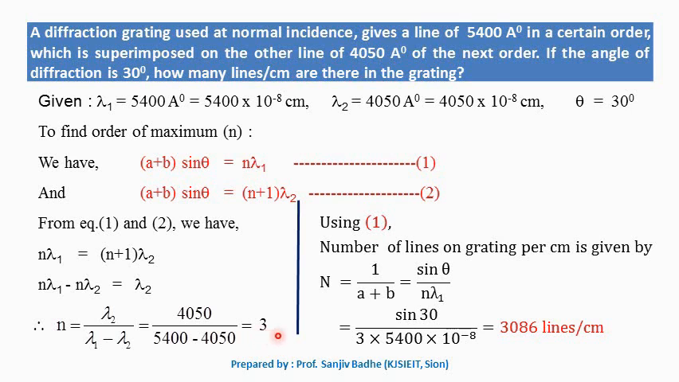So n is calculated as 3, and once you get the value of n, you can put it in either equation 1 or equation 2 to get the value of A plus B, and therefore the number of lines per centimeter. Number of lines per centimeter is equal to 1 upon A plus B, that is sin theta upon n lambda 1. All the values are known now. We can substitute theta as 30 degrees, n as 3 and lambda 1 as 5400 into 10 raised to minus 8 centimeters, and we get the number of lines per centimeter as 3086 lines per centimeter.